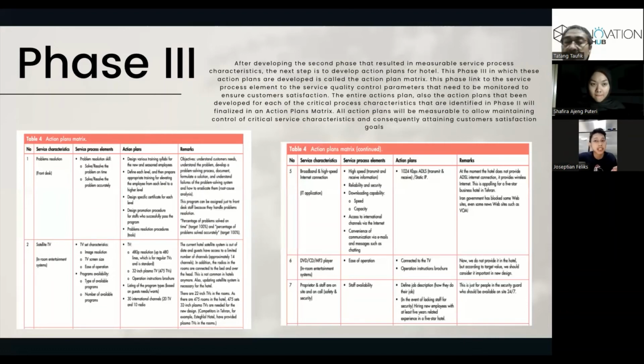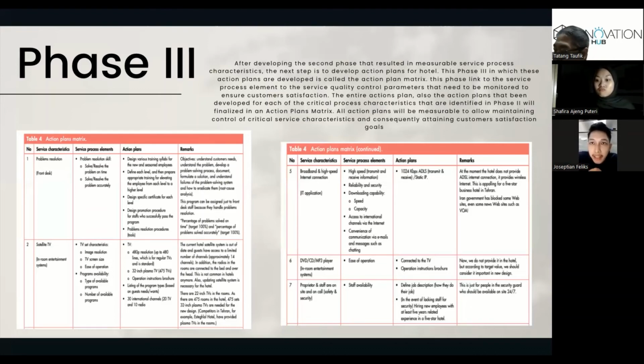And then the entire action plans are also developed for each of the critical process characteristics that were identified in phase 2. With finalization of these action plan matrices, all action plans will be measured to allow maintaining control of critical service characteristics and attaining customer satisfaction goals.